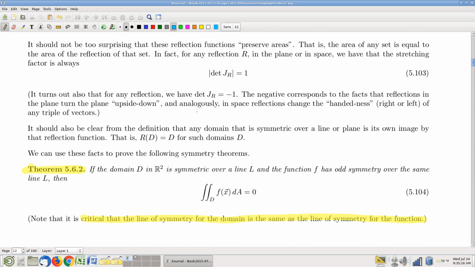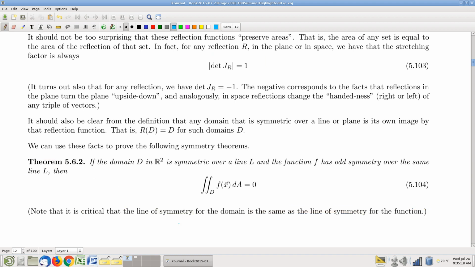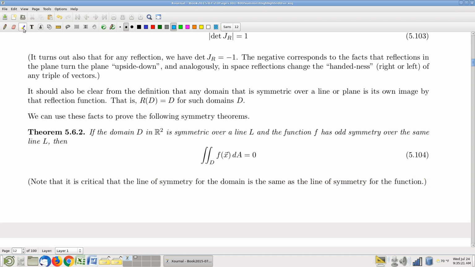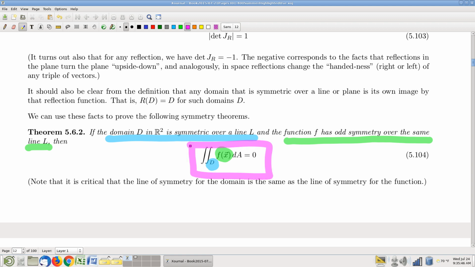I'm just going to state the theorems first. Here's the first one. If you have a domain for an integral that's symmetric over a certain line, and if you have a function that has odd symmetry over the same line, so these are conditions on the integrand and on the domain for a double integral, and these two conditions are met, your integral is 0. No slicing or dicing, no anti-differentiating. You just walk away. Integral is 0. And it's pretty sweet.